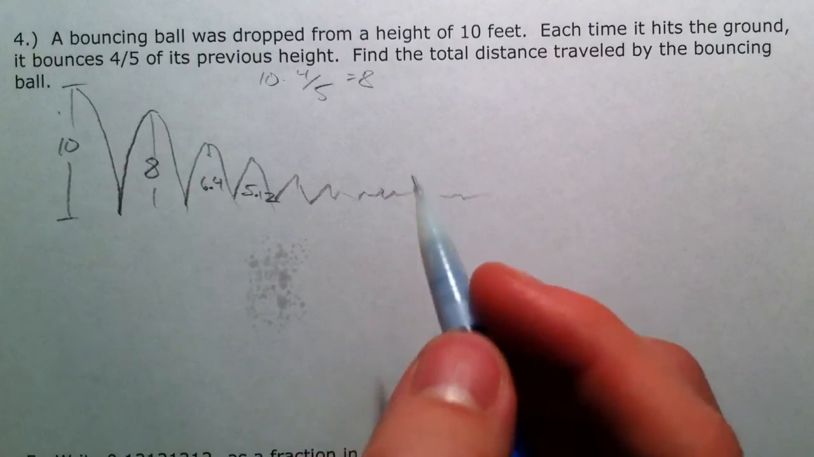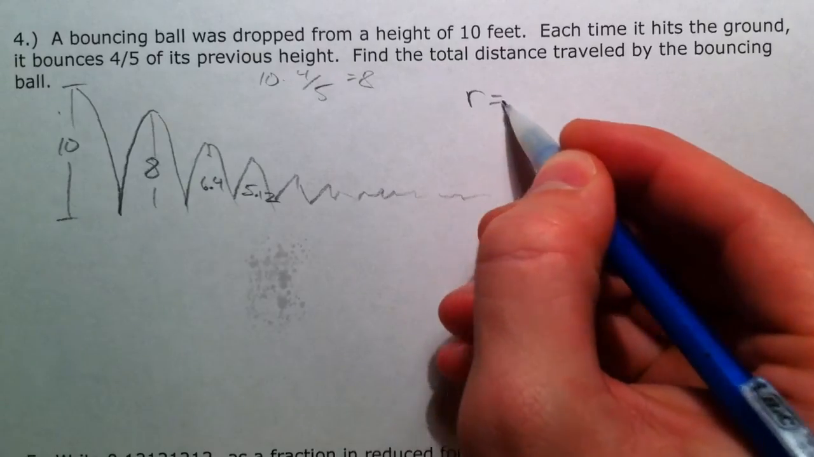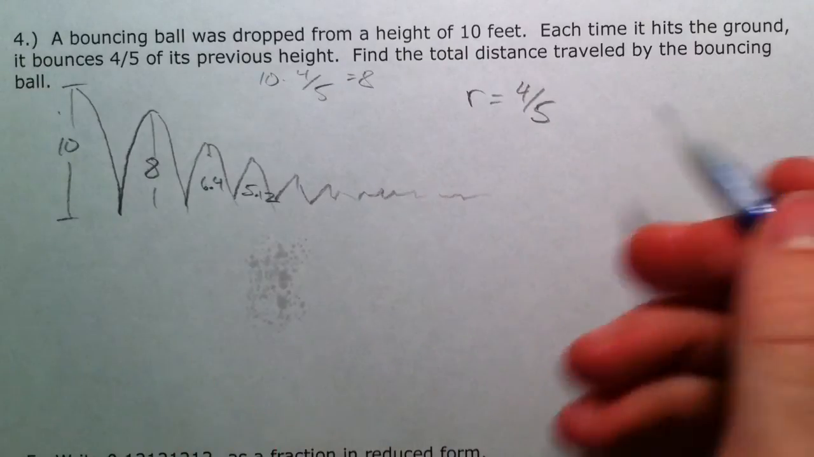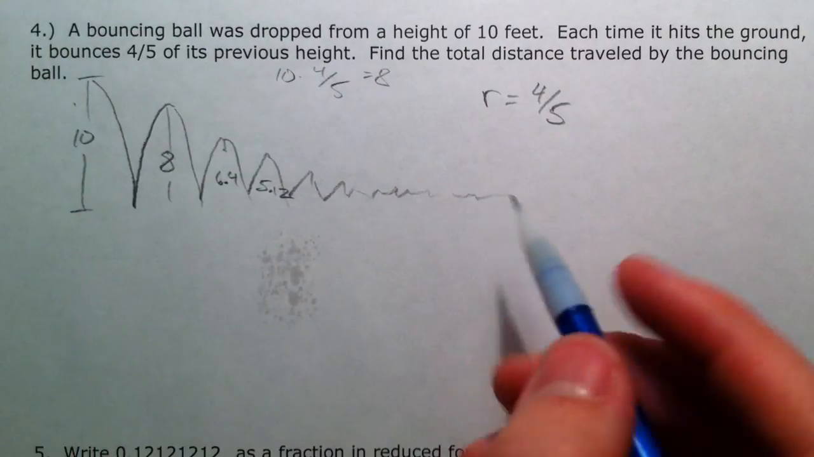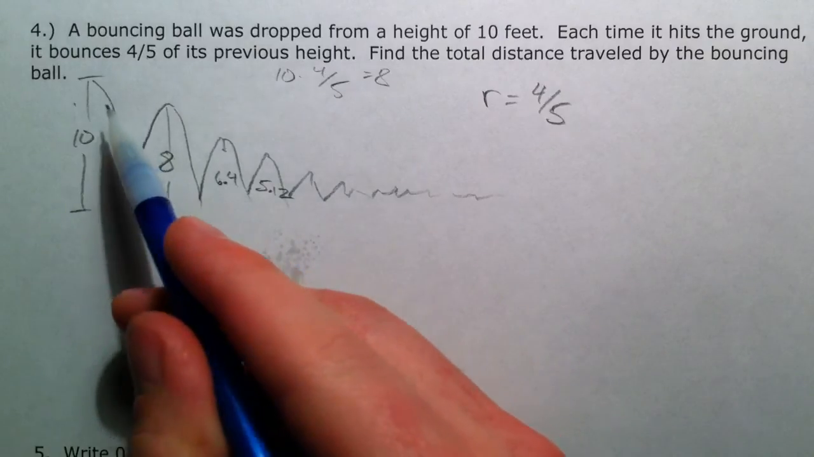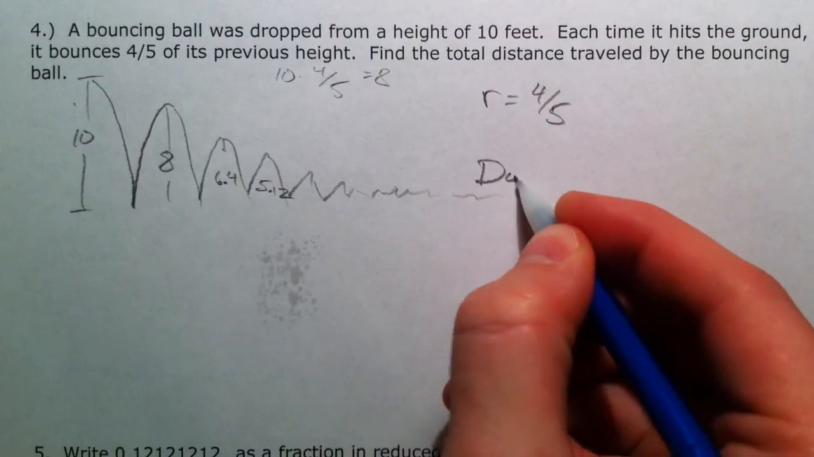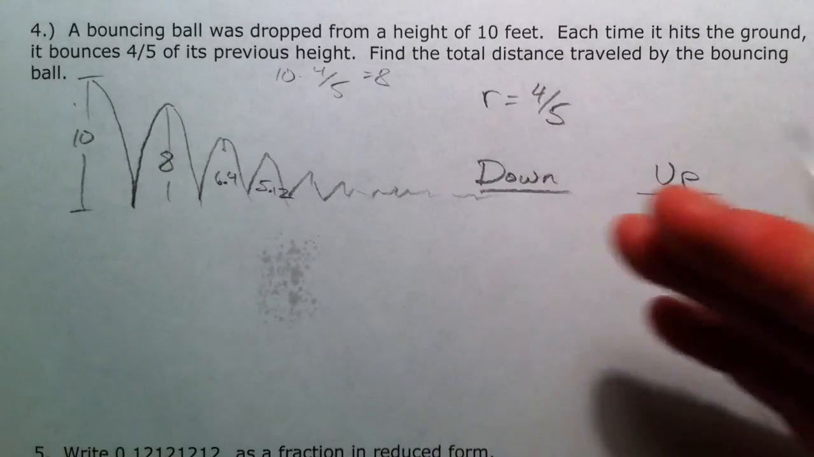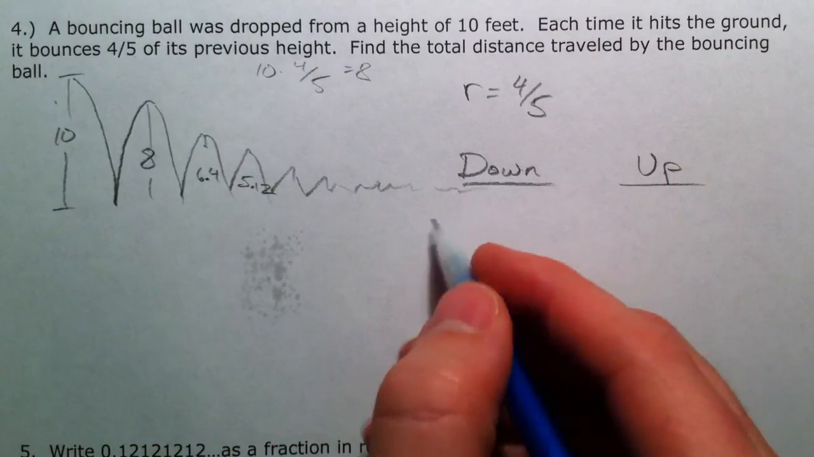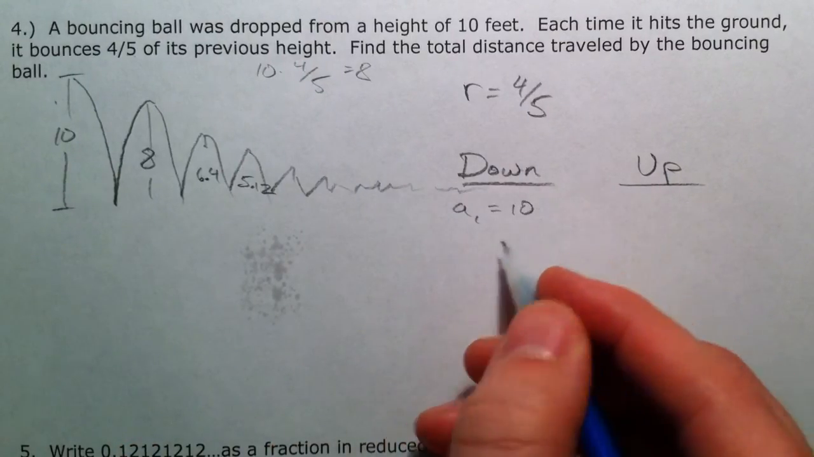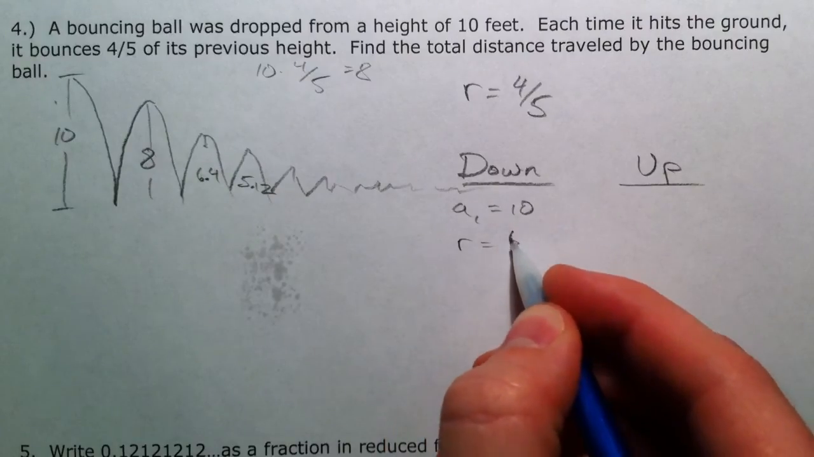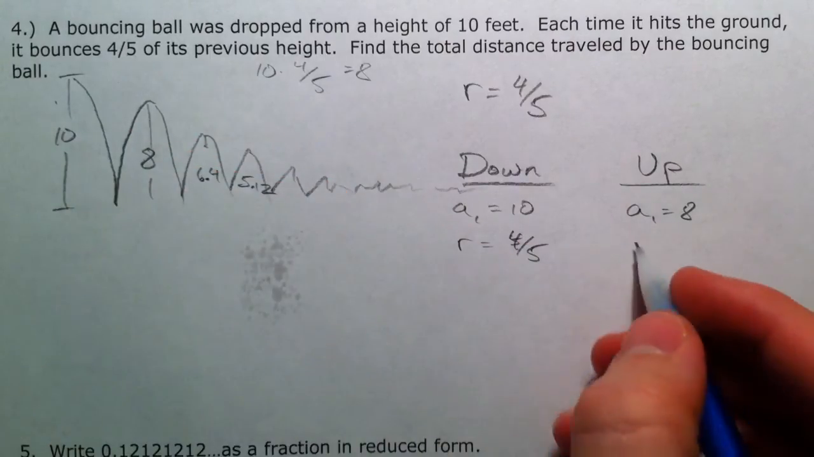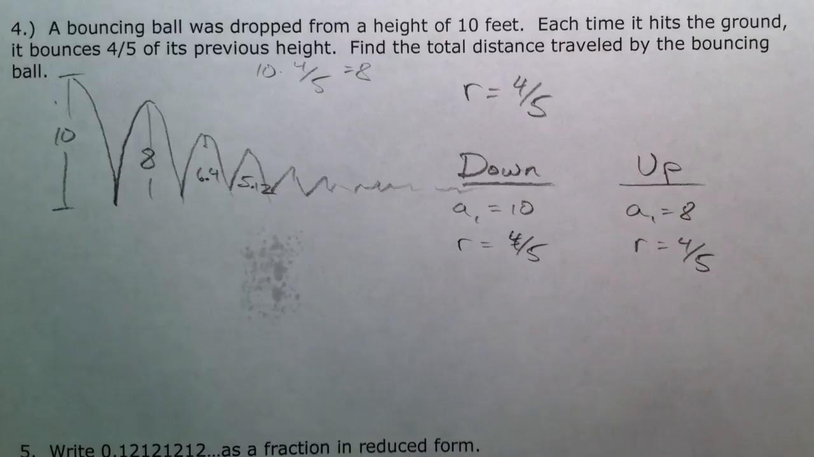So what's the total distance traveled? Well, r is 4/5, common ratio. So because it's getting smaller every single time, we'll be able to find this total distance. Now, this is made up of two series. Think of the down part and think of the up part. You can do it a couple different ways, but the down, a sub 1, is 10, and then the r is 4/5, and the up, a sub 1, is 8, because we don't go up to 10, and then the r is 4/5. And so we're going to add two of these together.